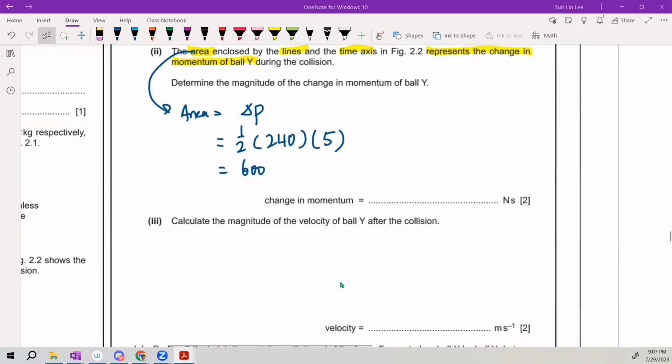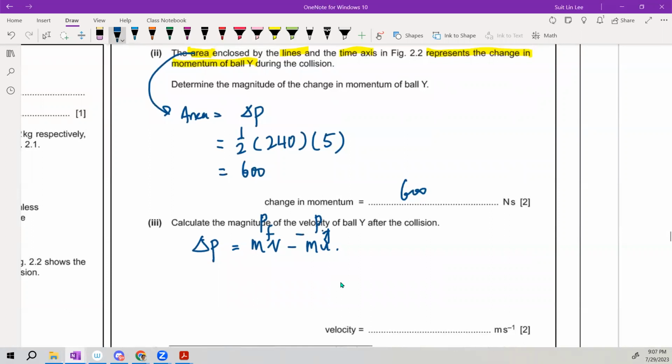Okay, calculate the magnitude of the velocity of ball Y after the collision. So to find the change in momentum of Y, I will take the final momentum minus the initial momentum. Okay, P final minus P initial. Okay, so this is 600. I know the mass of ball Y, 0.12. I can find the final speed, and the initial speed is 2.3.